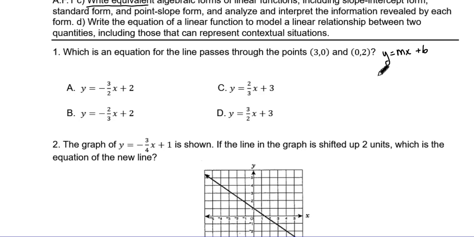To be able to write it in this form, we need to find what the slope is, and we also need to find the y-intercept. The easiest way to do it would be to graph in Desmos and then find these two pieces of information and plug them in, and that's what I'm going to do.